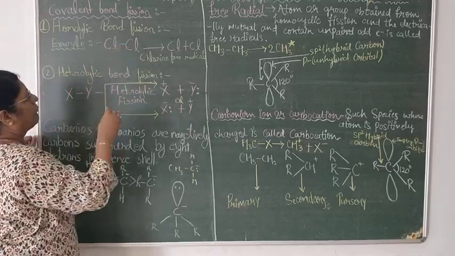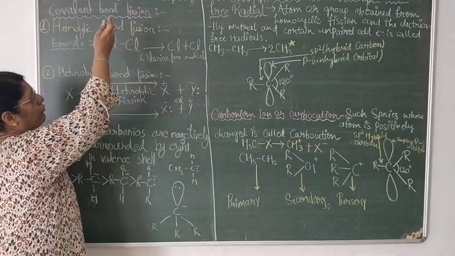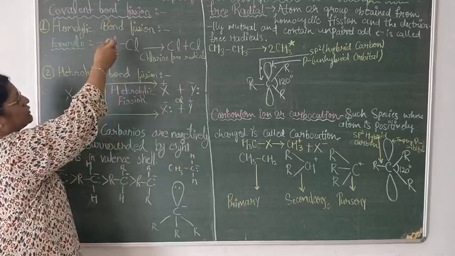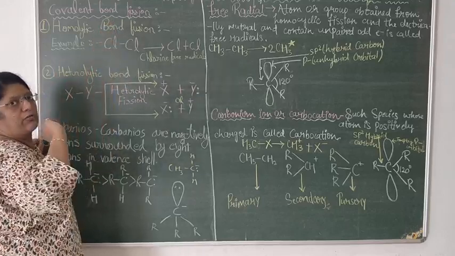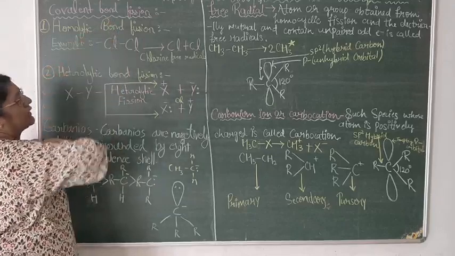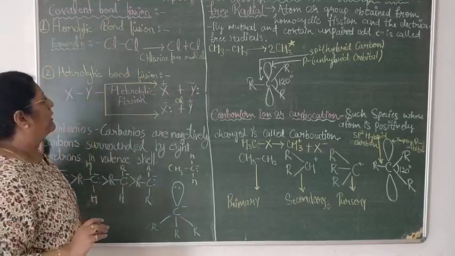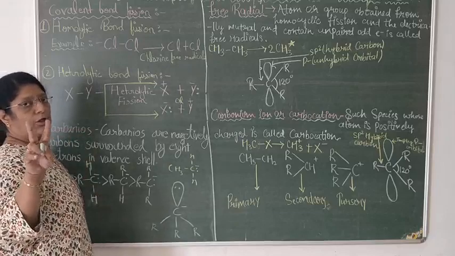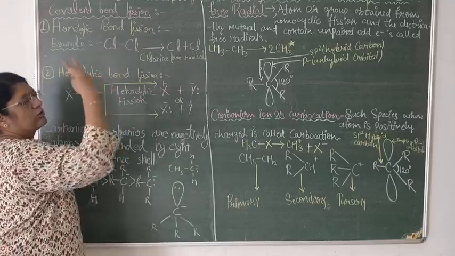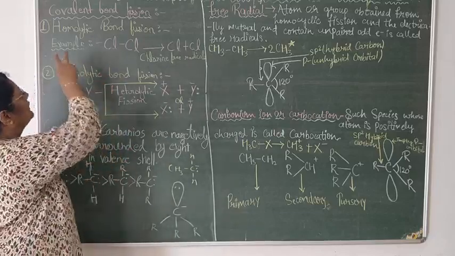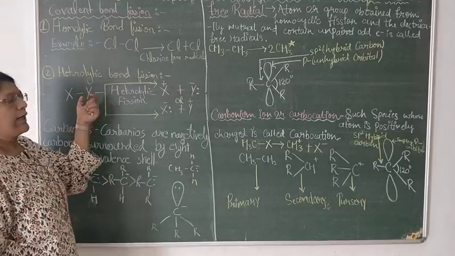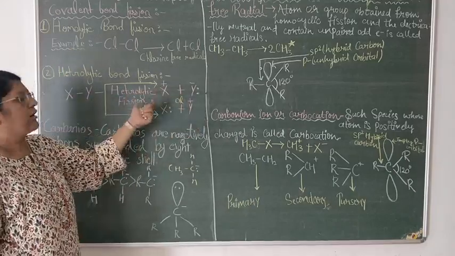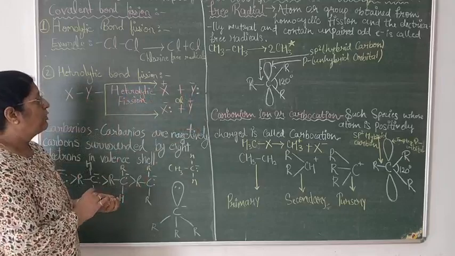In this covalent bond, if you want to split it, there are two types of covalent fission. One is homolytic fission and the second is heterolytic fission. If both the atoms are the same, both chlorine, both oxygen, both nitrogen, then it is homolytic fission. And if one is oxygen and one is nitrogen or hydrogen, then it is heterolytic fission.